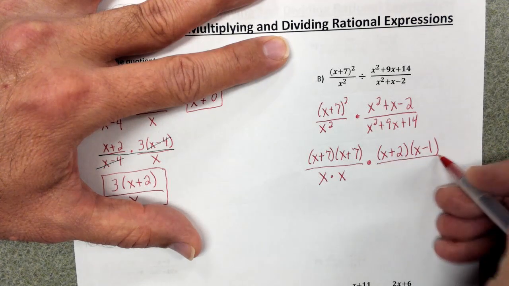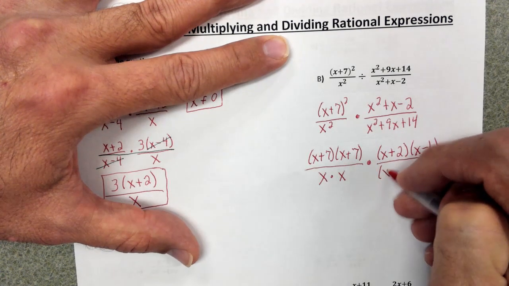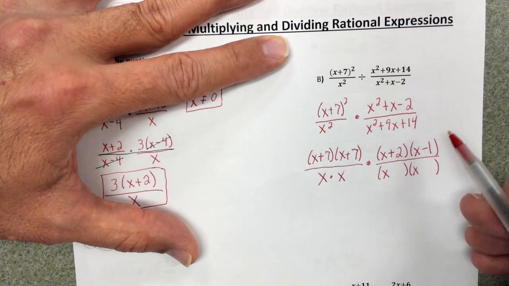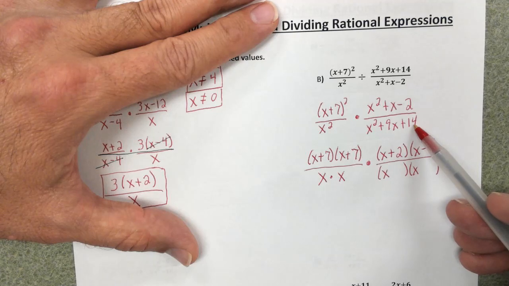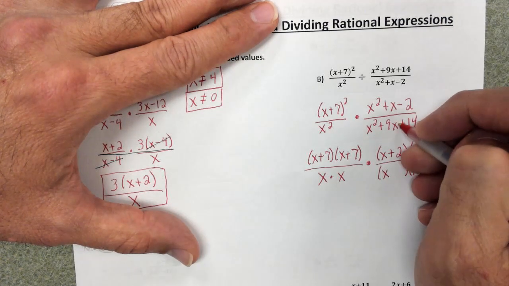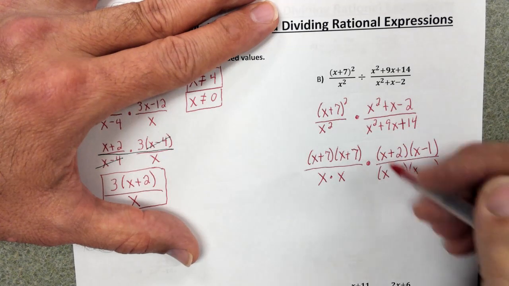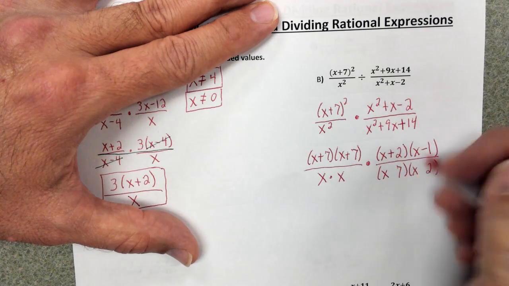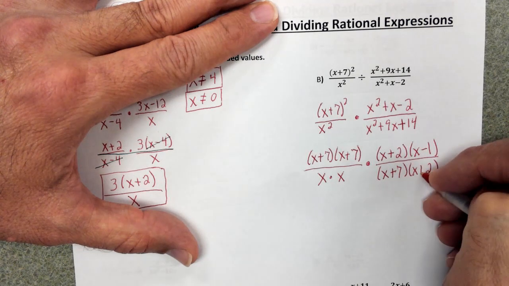Factor the bottom the same way, so that's going to be x and x. No leading coefficient. Now I need the factors of 14 that add to give us 9. Since it's a positive 14, what multiplies to give us positive 14 and adds to give us 9 would be 7 and 2. And it's a positive, so it's plus 7 and plus 2.